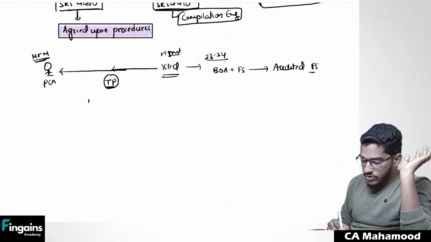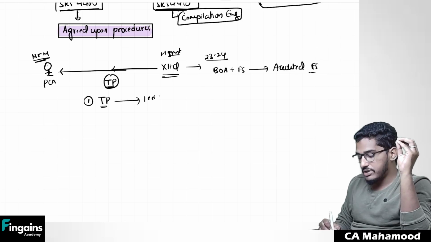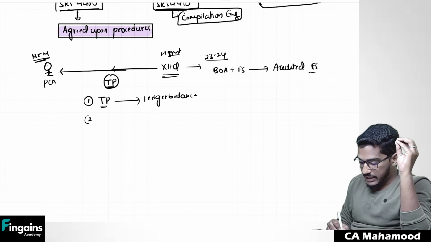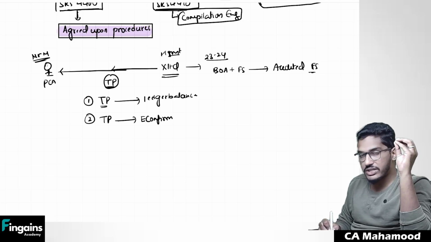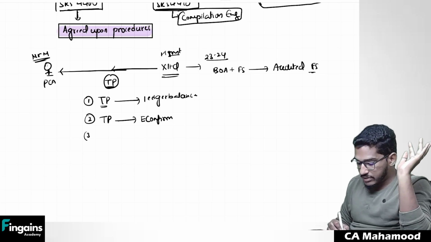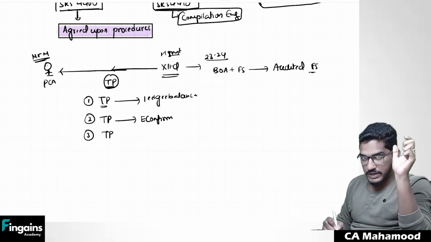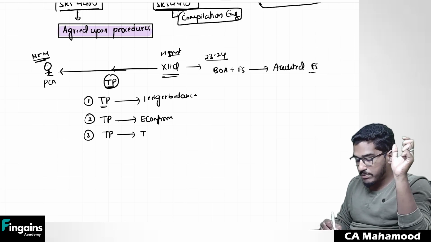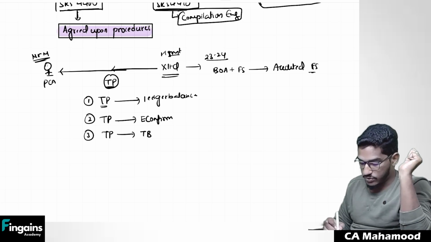Like the client is telling, sir, you do one thing. You get all the trade payables balances. Try to compare it with ledger balances. Number two, you get a list of trade payables. Try to get external confirmation. Try to get confirmation from each and every trade payable. Number three, you try to match the trade payable balances, whatever are there in the balance sheet, whether those trade payable balances are matching with trial balance figures or not. That also you try to do.